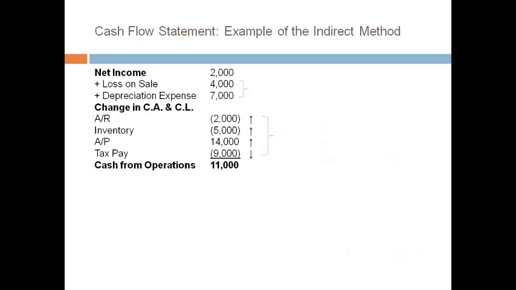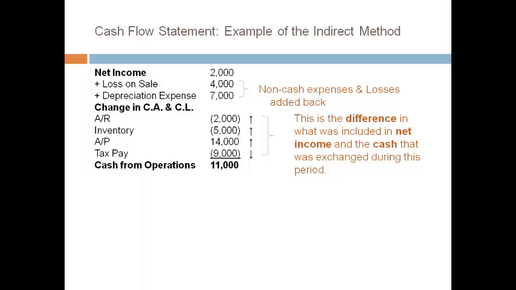The operating section reconciles net income to cash by identifying the items that are included in net income that are not an exchange of cash. Non-cash expenses and losses are added back, and the change in current assets and current liabilities is the difference in what was included in net income and the cash that was exchanged during this period.